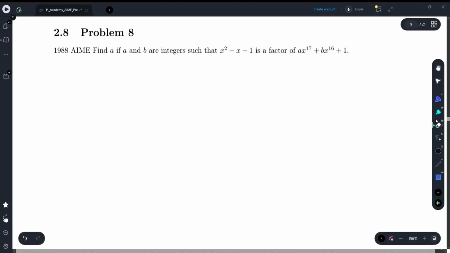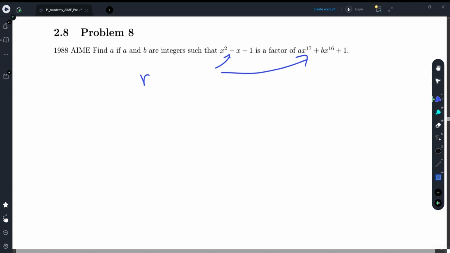Hey guys, today we'll go over problem 8 in the Polynomials in the AIME problem set, or 1988 AIME problem 13. So find a if a and b are integers such that x squared minus x minus 1 is a factor of ax to the 17 plus bx to the 16 plus 1. So let's call r a root of this. And if it's a root of x squared minus x minus 1, it's also going to be a root of ax to the 17 plus bx to the 16 plus 1.